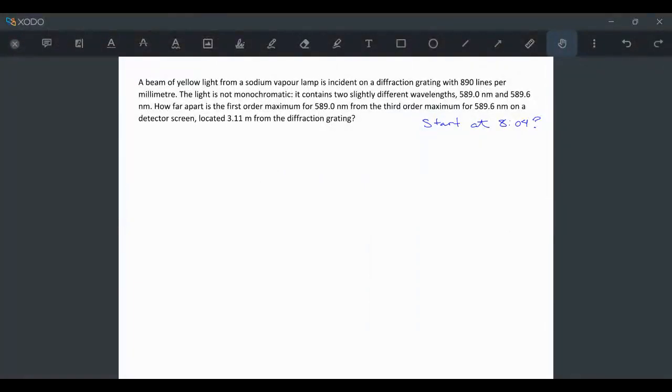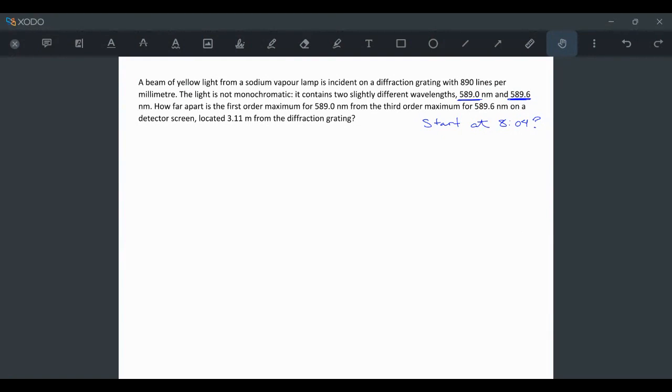Okay, so the first question is on the screen here. A beam of yellow light from a sodium vapor lamp is incident on a diffraction grating with 890 lines per millimeter. We're told that the light is not monochromatic, which the explanation that follows tells us means it contains 2 slightly different wavelengths. There's one that's 589.0 nanometers, a lot smaller than some of the wavelengths we've been talking about in previous weeks. The other wavelength in this light is 589.6 nanometers, so just slightly different, but different enough that it matters.